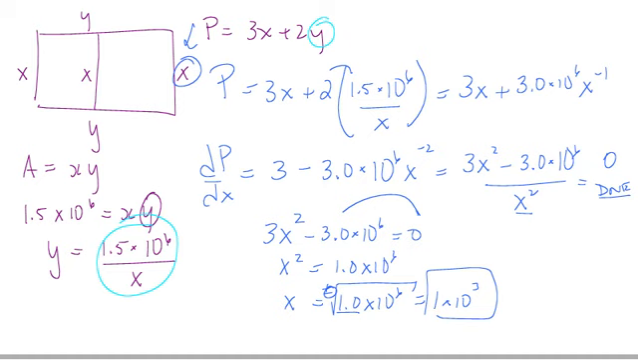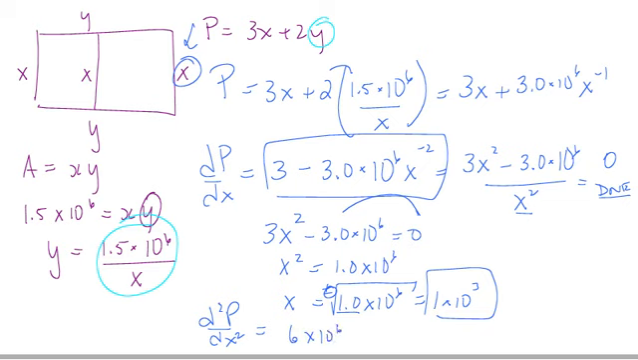So now I could put this on a number line, and we've done that in the past. What I want to show you is there's another way to do it, and that is to take the second derivative, doing the second derivative test. Here is my first derivative, so I'm going to take the second derivative, which will be 6 times 10 to the 6th x to the negative 3, and that is always going to be positive as long as x is positive.